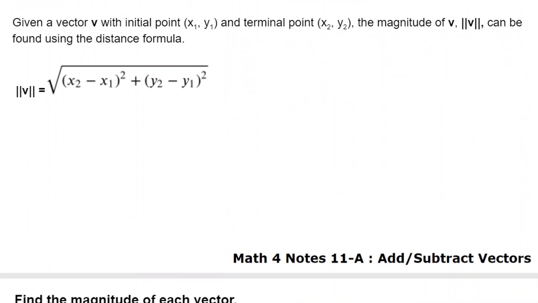Now, if they give you an ordered pair for the initial point and the terminal point, this gives us the ability to plug it into the distance formula and figure out the magnitude, how long it is. Well, that's the distance from this point to that point. It kind of makes sense. So the double lines there, this is not just absolute value. This is the magnitude of v, which basically is saying how strong it is in that direction.